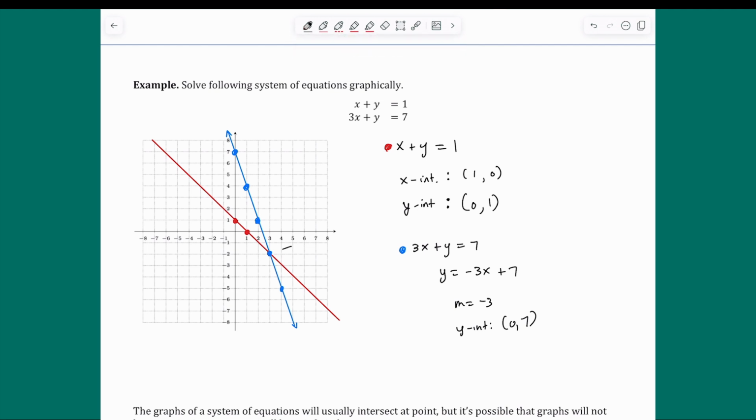And that appears to be our solution there, which is (3, -2). It's a good idea to check, especially when graphing, whether the ordered pair is a solution. And quickly here, we're just going to do that.